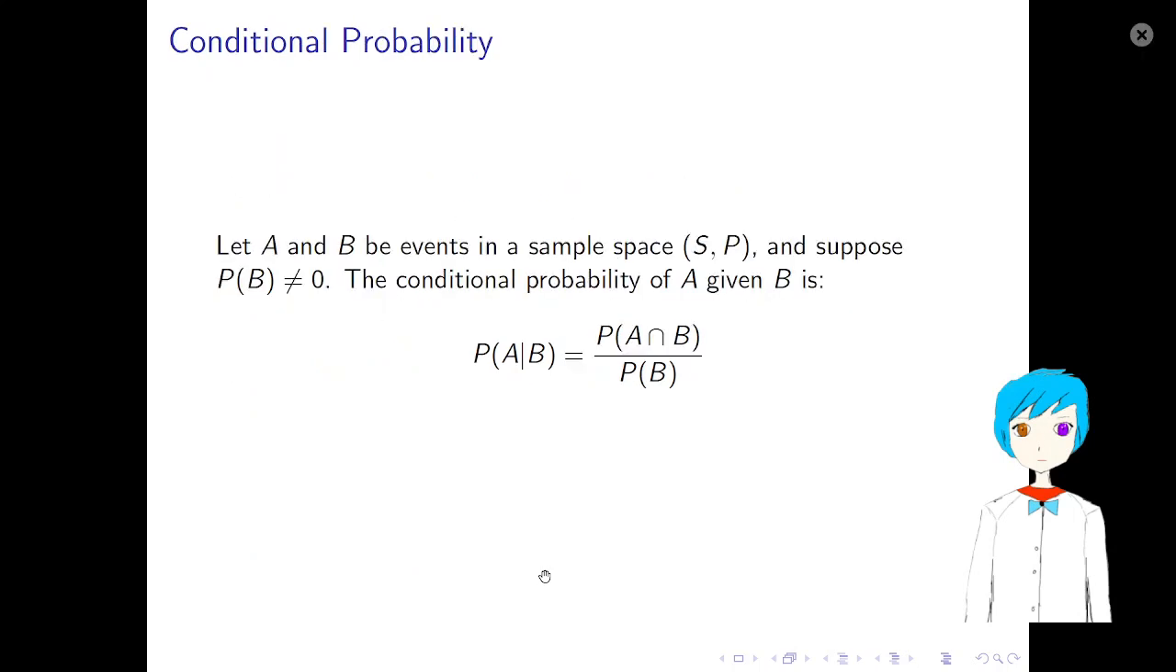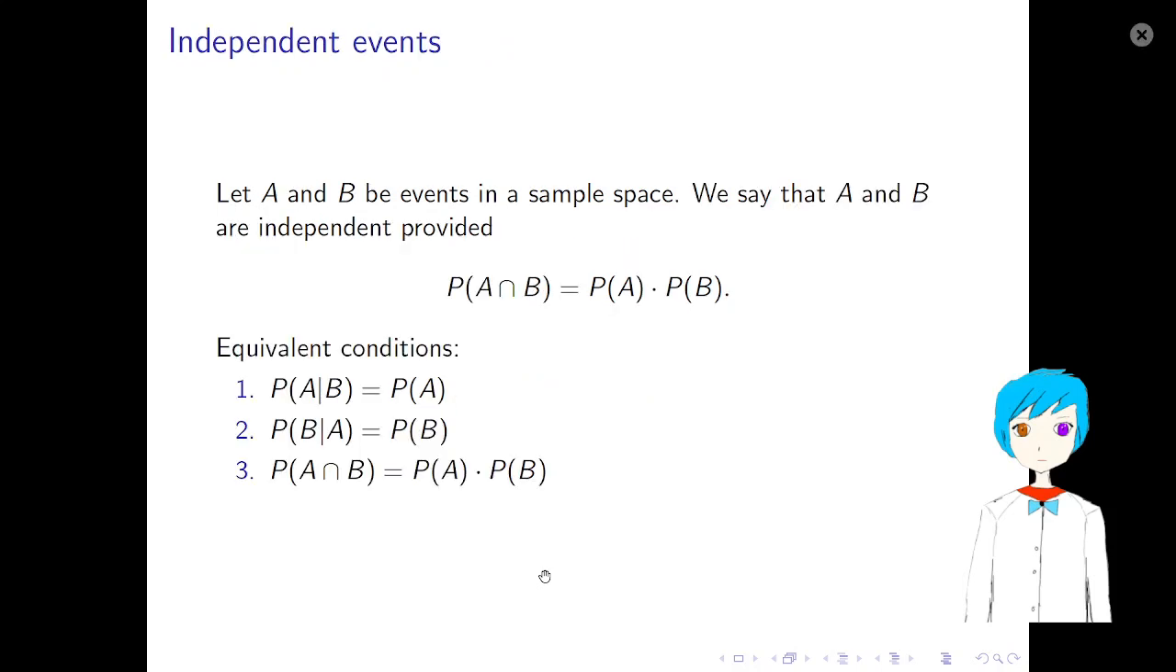We can also define conditional probability. Let A and B be events in a sample space and suppose P(B) is not 0. The conditional probability of A given B, which is the probability that A happens given B happens, is defined as the probability of the intersection of A and B divided by the probability that B happens.